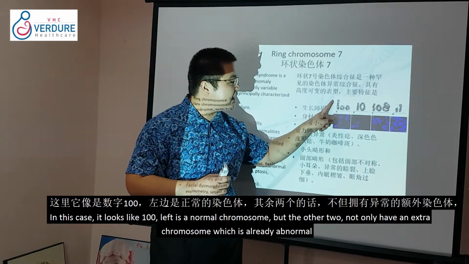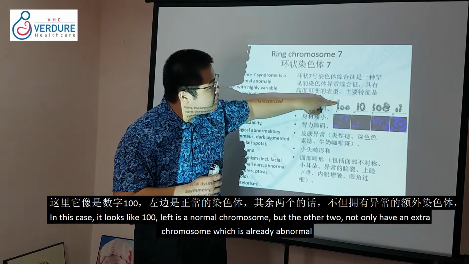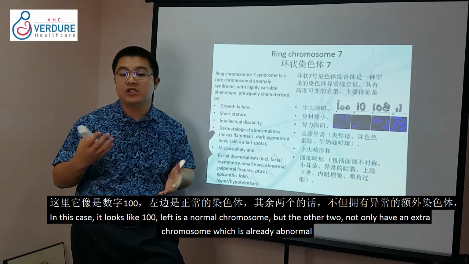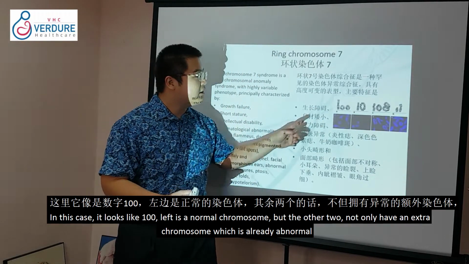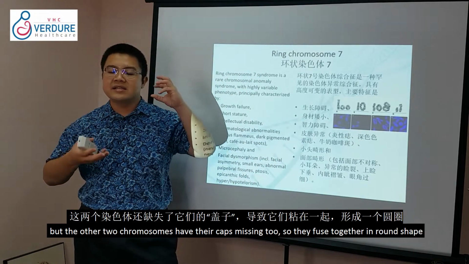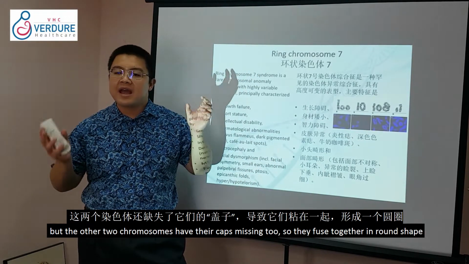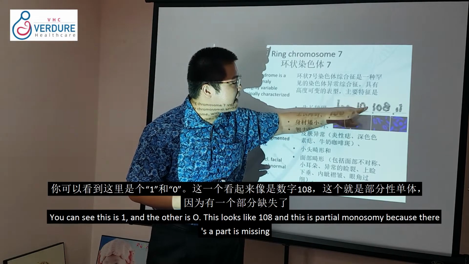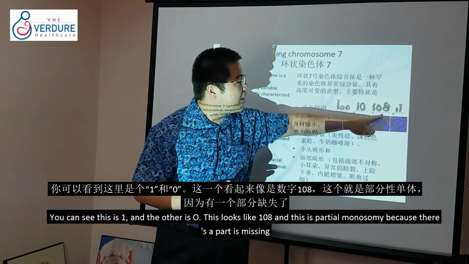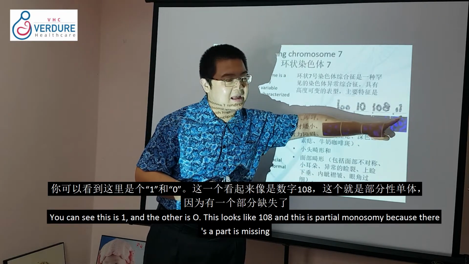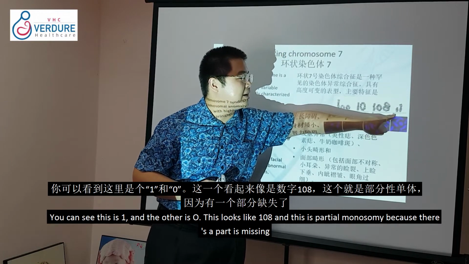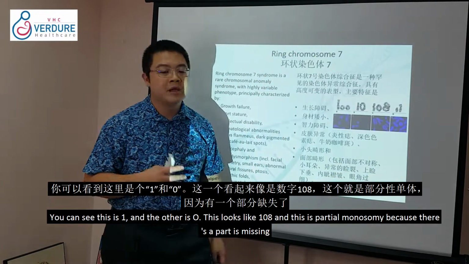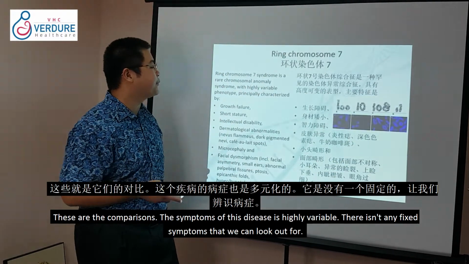In this case, it looks like 100, but this is a normal chromosome. But the other 2, not only does it have an extra chromosome, which is already abnormal, but the other 2 chromosomes have their caps missing. So they have been fused together in an O shape. As you can see, this is 1 and the other one is an O, and this looks like a 108. Let me test you for a while over here. What is this? This is partial monosomy, because there is one part missing. So as you can see, these are the comparisons as well.